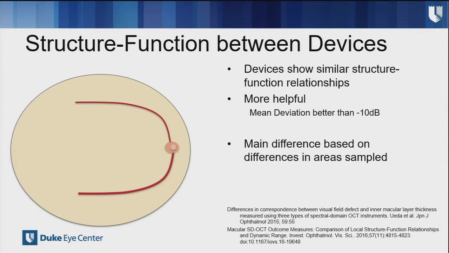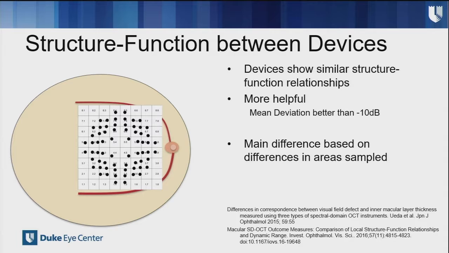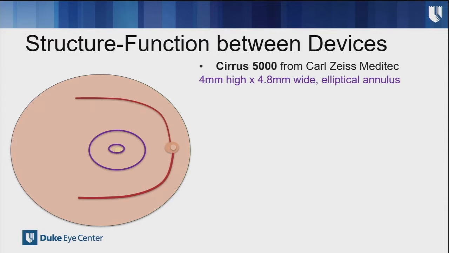All of the devices show high levels of structure-function correlation for glaucoma patients, and in particular, they appear most useful for patients who have mean deviations better than -10 decibels on automated visual field testing. The main differences between the devices are in the areas sampled and the layers.